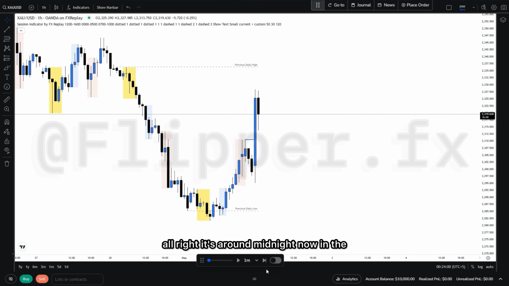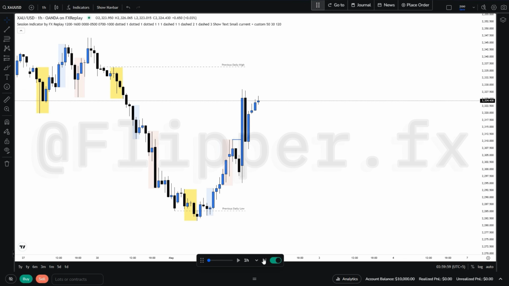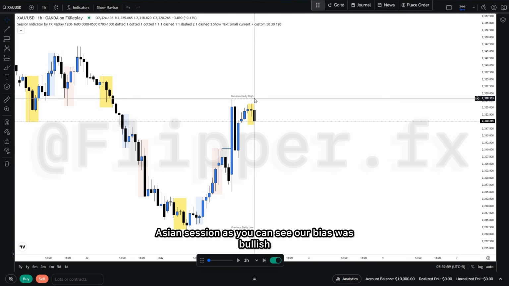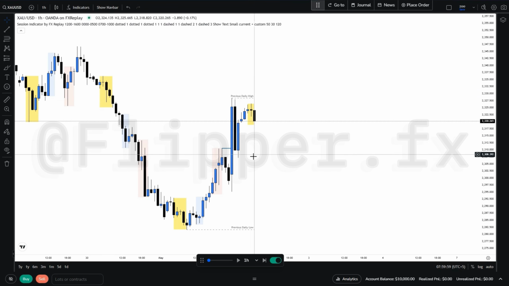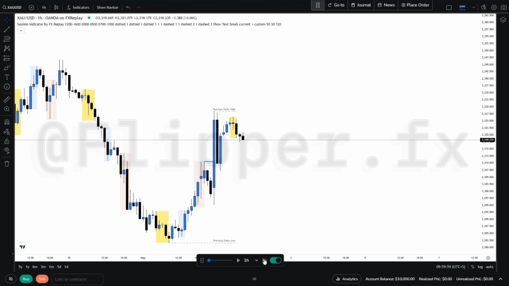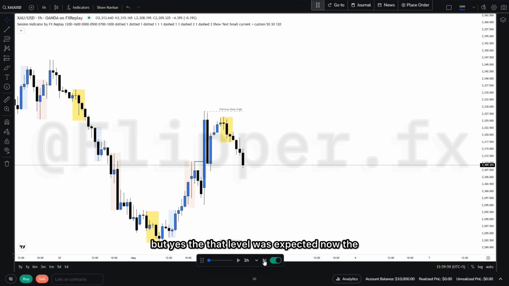Alright, it's around midnight now in the charts. Let's move forward. We are currently waiting for the end of the Asian session. As you can see, our bias was bullish and we got a good reaction from this area. Of course, you could wait, though it's not ideal to stay up until 1 a.m. But yes, that level was respected.